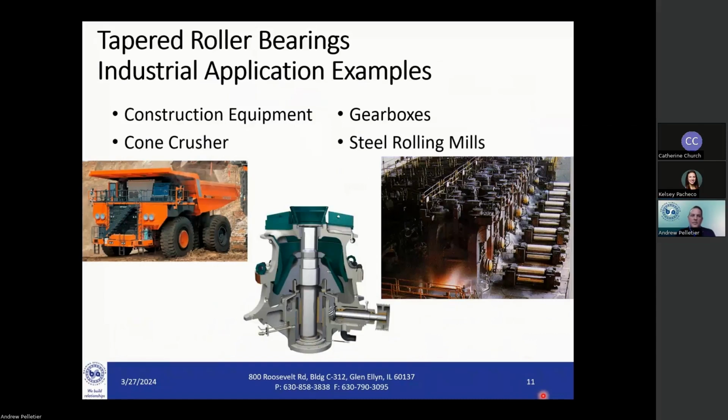Some common examples, again, we see very commonly used in construction equipment, cone crushers, gearbox, steel rolling mills. And this is where we see the benefit of the very high load capacity of the taper roller bearing in both the radial and axial load being employed for that particular application.